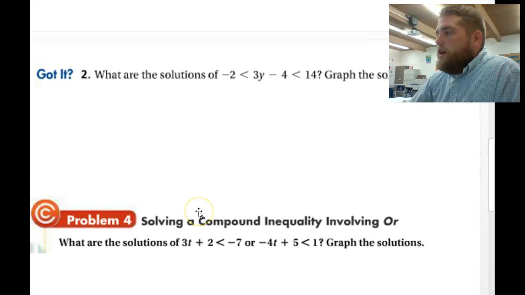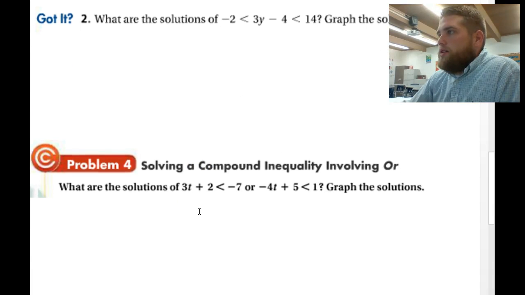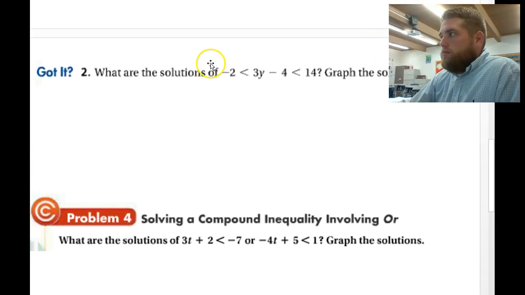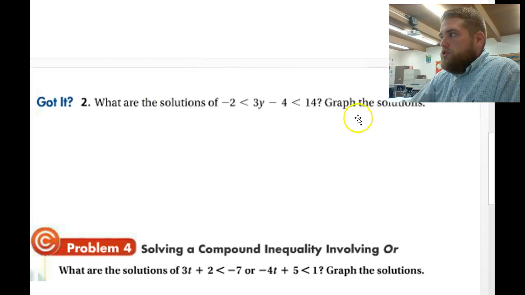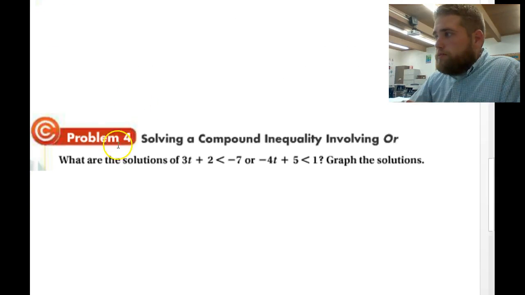I want you guys to try 2. Okay, problem 2 here. What are the solutions to this? It's the exact same thing. Try it, put it on paper. If not, write or put the question mark, and we'll go over it in class.